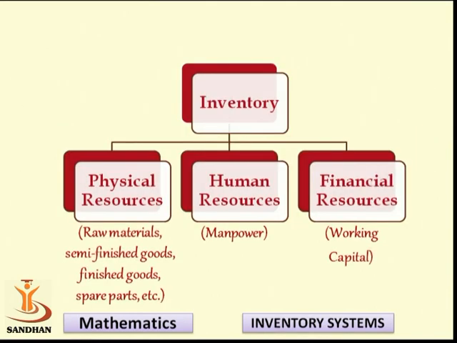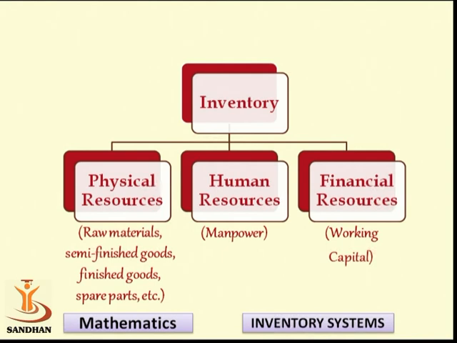Now, what are inventory? When you talk about inventory, it is categorized into 3 different categories. The first, physical resources. What we talk about inventory on a day-to-day basis, on common basis, are physical resources. For example, there are raw materials. They could be semi-finished goods. They could be finished goods. They could be spare parts, etc.